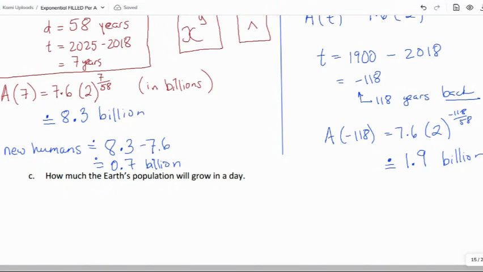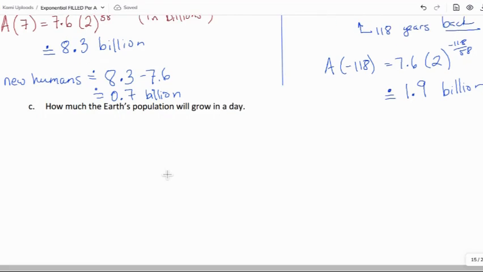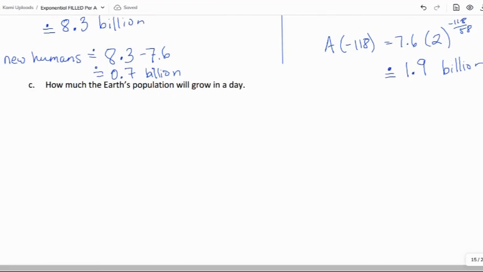Yeah. So we have just taken out 7.6 billion and subtracted 1.6. You're good? Okay. Yeah, I think you were thinking about another question. Okay. Here's a question. How much will the Earth's population grow in one day?